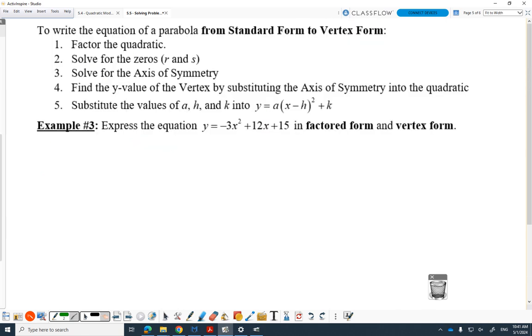To write from standard form to vertex form. This is wild. I won't read the instructions. I refuse to read the instructions first because I think it'll intimidate you. Okay? So I'm going to approach this a different way. I'm going to teach this just sort of all over the place in an effort for you to see the big idea. Then we'll read the instructions.